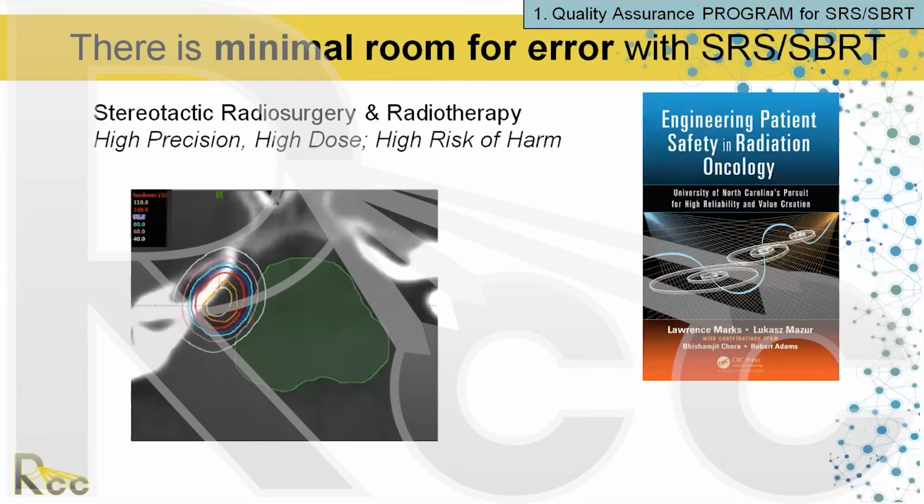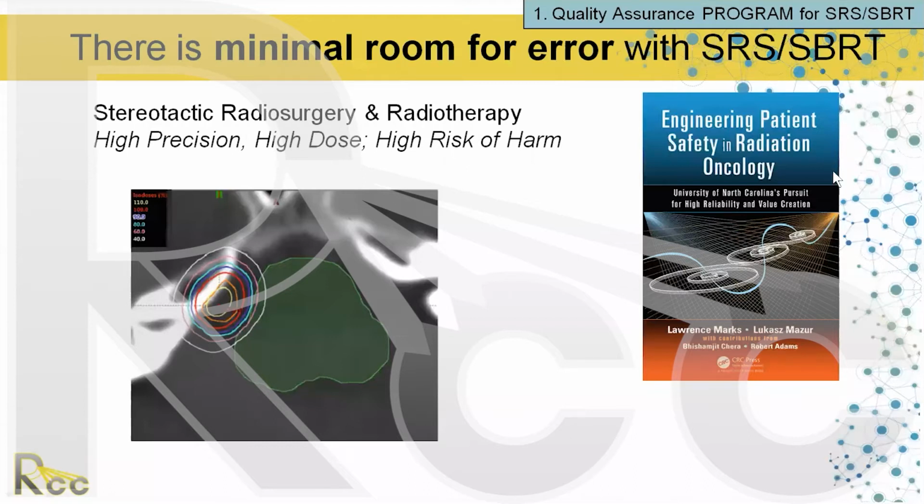So with stereotactic treatments, why it's so important that we have good quality management, quality control, is because there's little room for error. With conventional fractionation, it's over 20, 25 fractions. There's time to correct for something that goes wrong. With stereotactic, when you're talking about 5 or 1, there's no way to recover from a mistake. So it requires high precision, because it's a high dose and there's a high risk of harm.